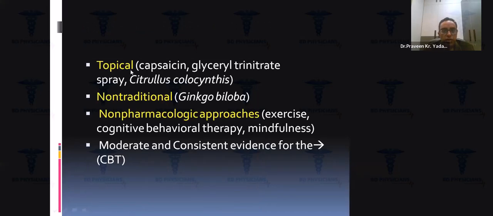Now there are topical applications like capsaicin, glyceryl trinitrate spray, and so on. Non-traditional medication like ginkgo biloba has been studied, and there is some evidence, not much. Non-pharmacological treatment also has evidence, for example exercises and cognitive behavioral therapy, especially if there is anxiety, depression, or psychiatric illness; CBT can be quite useful in such patients.